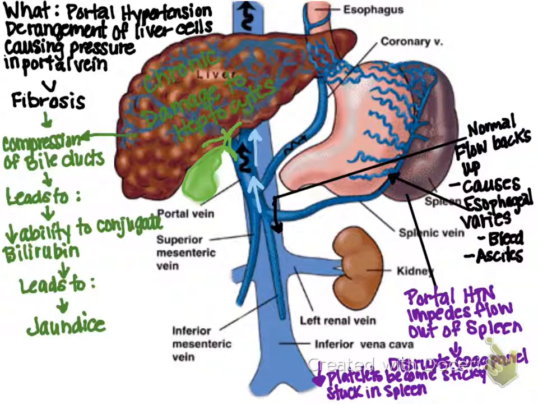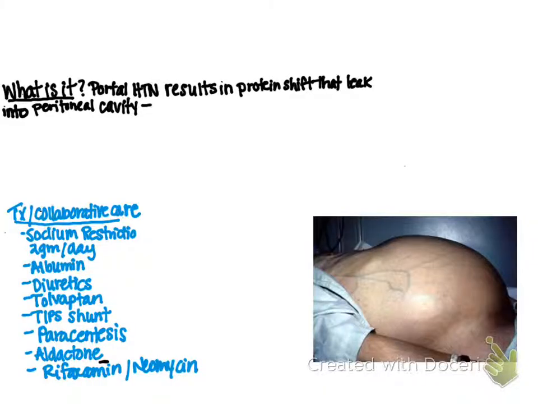But like I said, another problem is the ascites. And this is just portal hypertension resulting in the protein shift that leaks into the peritoneal cavity.